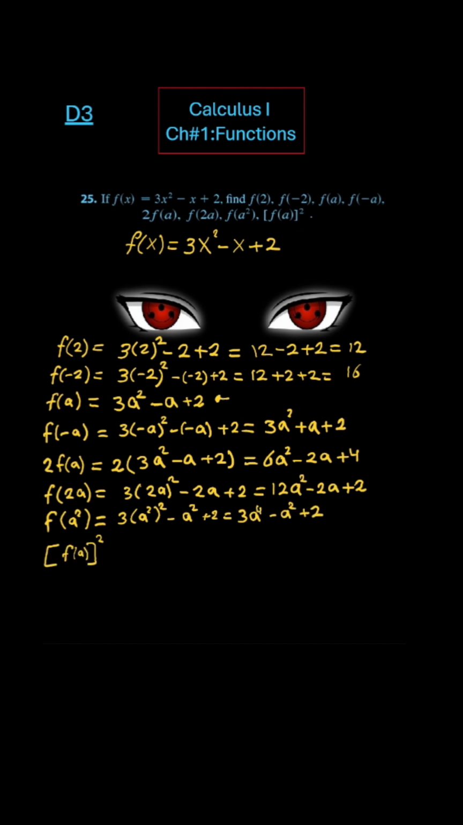Finally, we find the square of the function of a. This means we take the entire expression for the function of a and multiply it by itself. We multiply each term in the first expression by each term in the second expression.